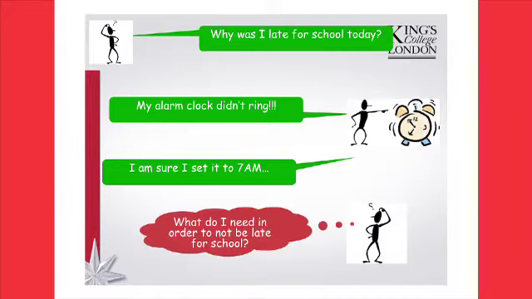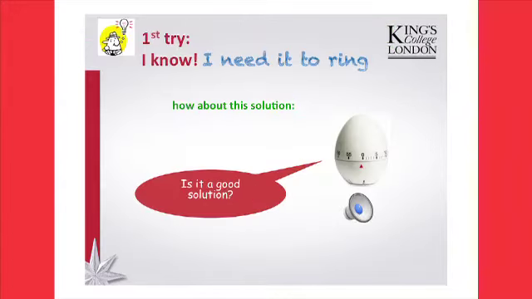So why was I late for school today? My alarm clock didn't ring. Why didn't it ring? I'm sure I set it to 7 a.m. Okay, what do I need in order to not be late for school? Okay, let's think together. First try. I need my alarm clock to ring. Cool, this is your specification. Here you go.